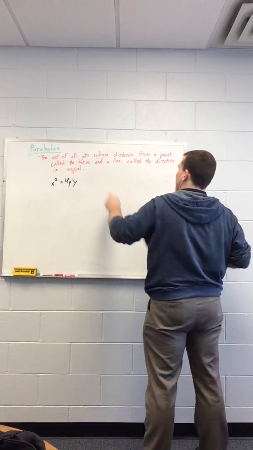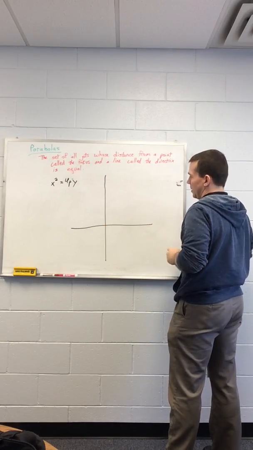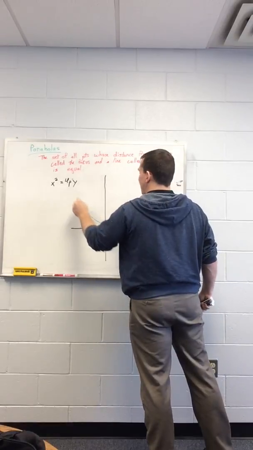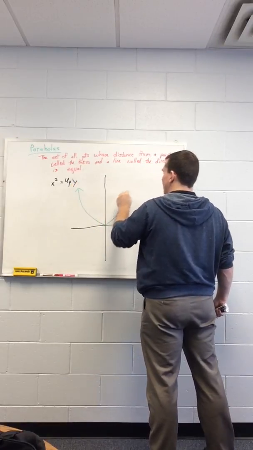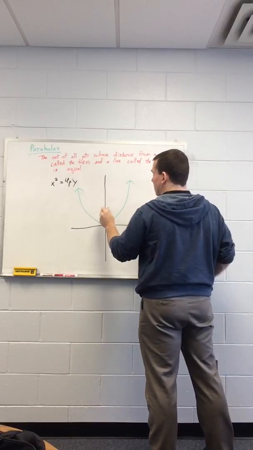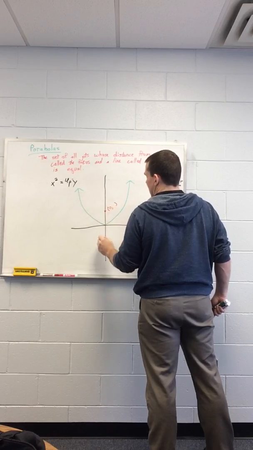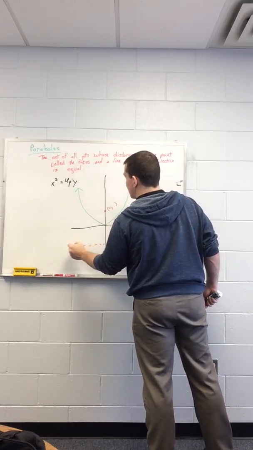But the way it works is, suppose we go back to my parabola right here centered at the origin, vertex right there. And I pick this point right here. I'll say my focus is right here, and my directrix is right down here.